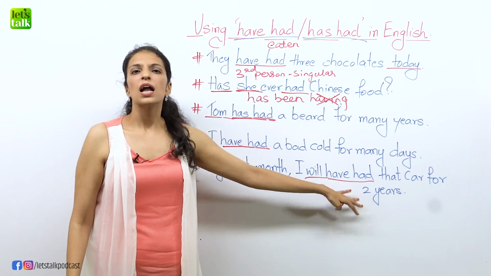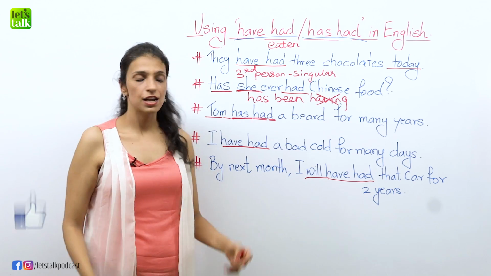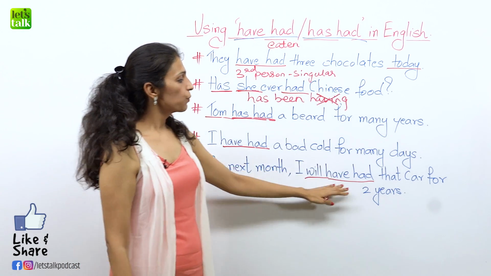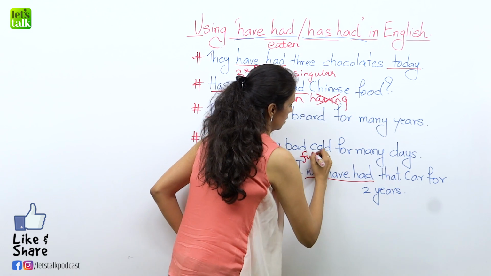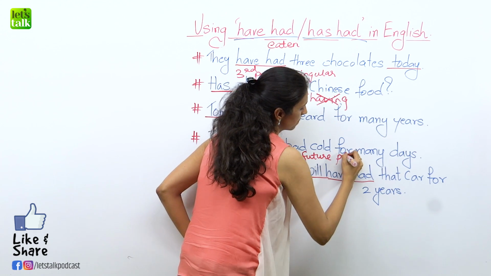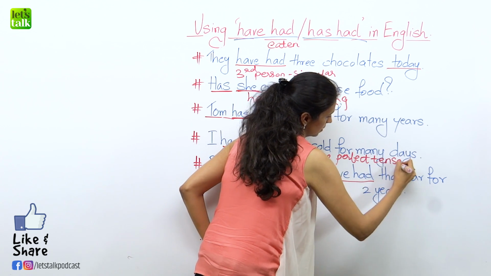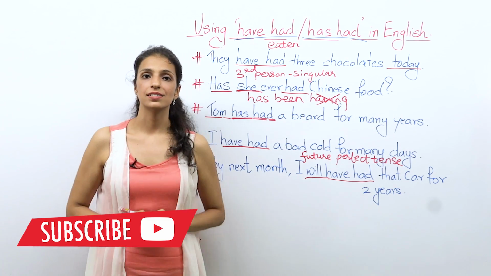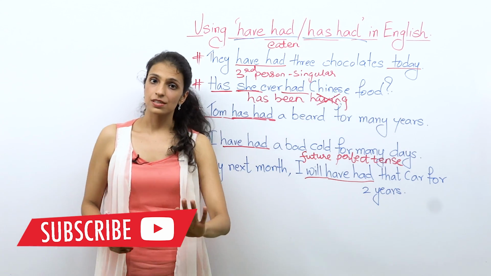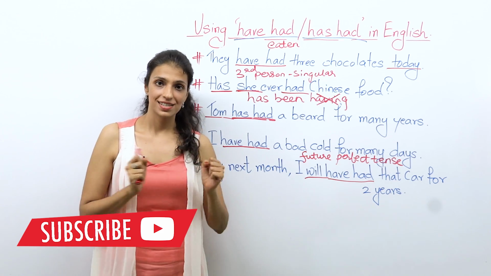So I can't say I will have been having again, because we do not use have in the ing. So I tell you I will have had that car for 2 years. So this is a future perfect tense. Okay friends, and this is how you use have had in a sentence. So please don't get confused. It's very simple. It is nothing but the present perfect tense.